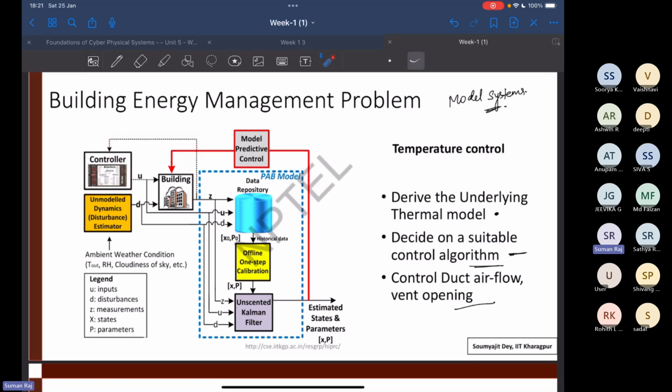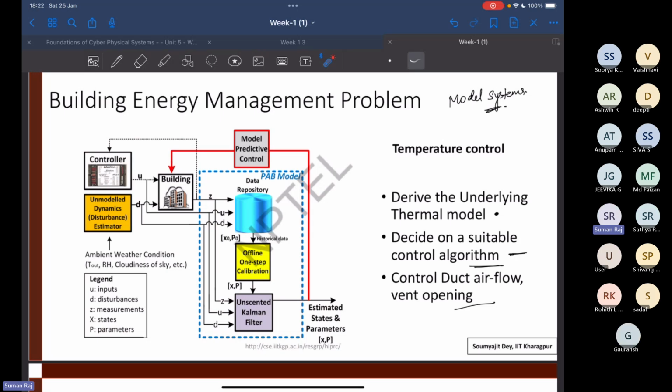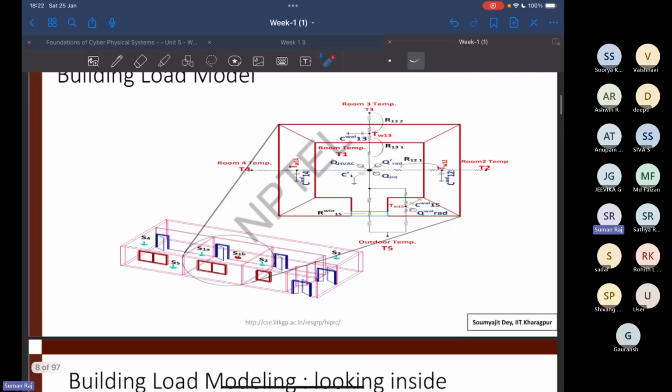There is another thing, which is how you cater to dynamic situations. These are more like disturbance estimators. If those kinds of things are also incorporated, like whether it is winter or summer, depending on that you work on your energy. So there are multiple things going on over here, and that is what motivates your cyber physical system.